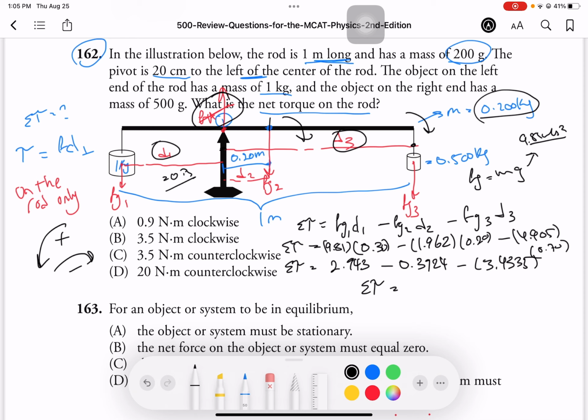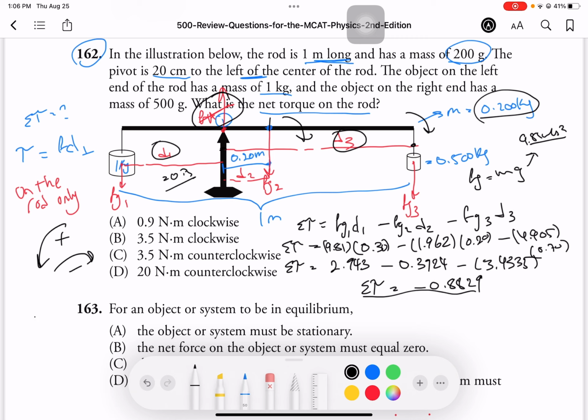So the net torque is going to equal 2.943 minus 0.3924. From here you suspect it's going to be a negative number. So then it's going to subtract 3.4335. And so we're left with negative 0.8829.